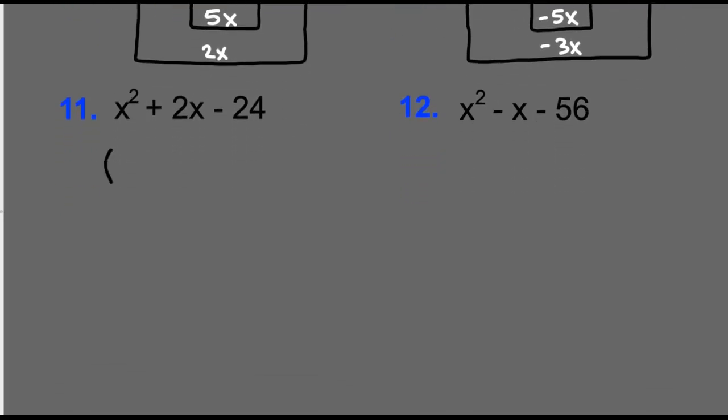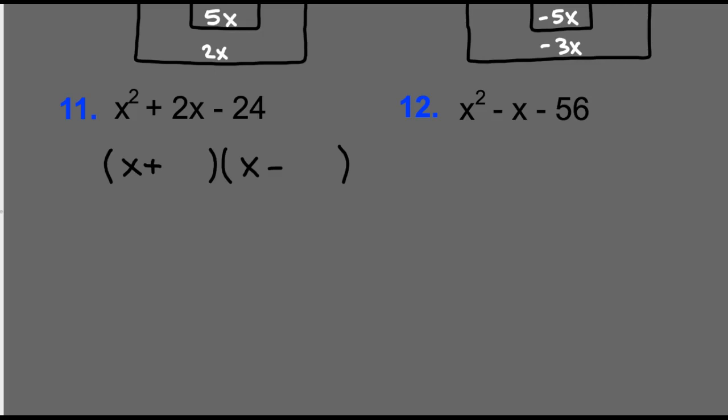Okay, next one's a little different because the last term is negative. So again, we still have a first term of x squared, but the last term's negative. So now I know that my signs are going to be opposite. One's a plus, one's a minus. Now I've got to be a little more careful about which one goes where. And factors of negative 24 now are not going to be adding up to 2, but having a difference of 2. So factors of 24 that have a difference of 2 are 6 and 4.